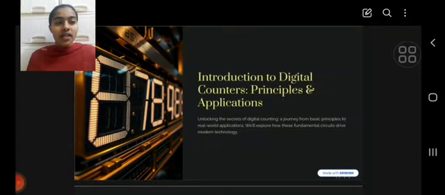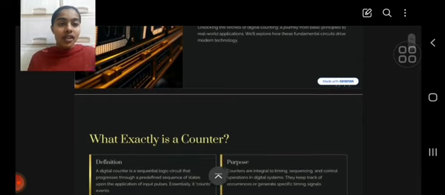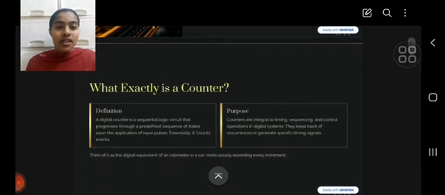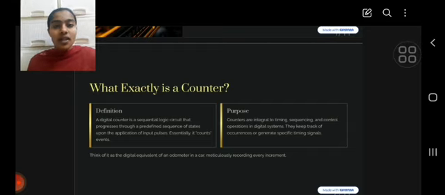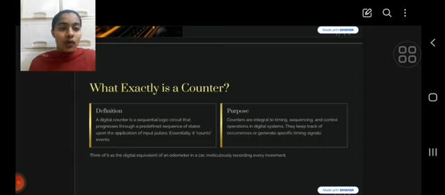Today my topic is Introduction of Digital Counter. Let me see the definition of digital counter. A digital counter is a sequential logic circuit that progresses through a predefined sequence of states upon the application of input pulses. A counter is nothing but it counts the number of pulses that arrive at the clock input.